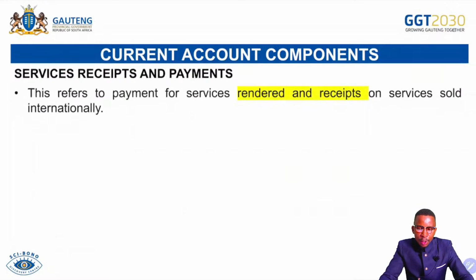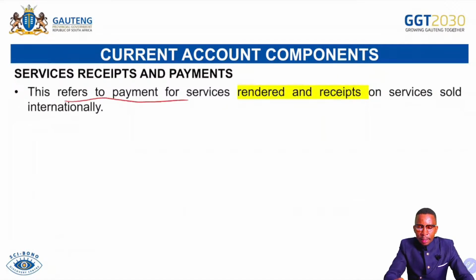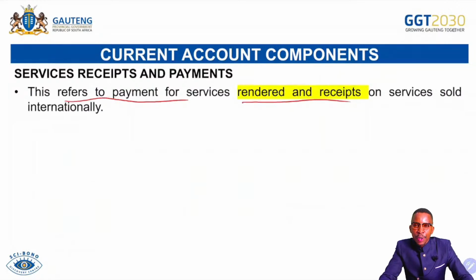Services and income payments. Here we talk about intangible imports and exports. In this case, this refers to the payment for services that have been rendered and receipts. Whatever has been rendered in other countries by South Africans will be added because we receive payment for those services. But whatever services have been rendered by other countries to South Africa must be subtracted because we pay for them.